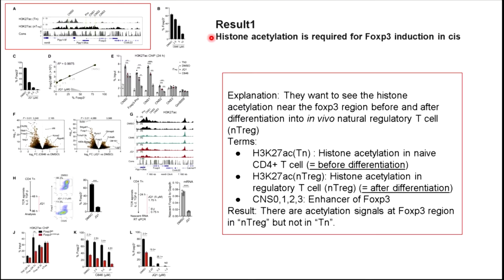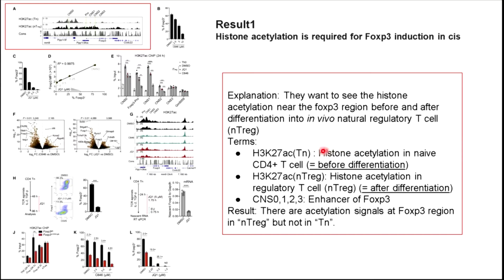In the beginning, they want to see the histone acetylation near the Foxp3 region before and after differentiation into in vivo natural regulatory T cell. The histone acetylation is previously reported factor in regulatory T cell development. That's why they want to see this signal.